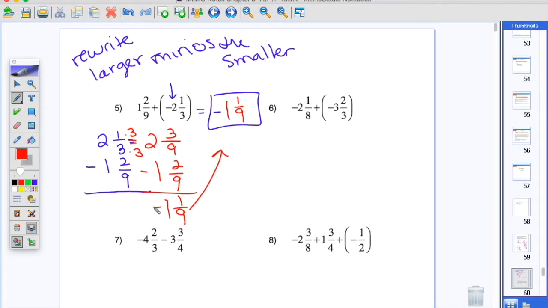Number 6 is negative 2 and 1/8 plus a negative 3 and 2/3. We're adding the same signs, so we're going to keep the sign and add. So our answer is going to be negative. So now I'm going to keep the sign and I'm going to add them. So we can either do it vertically or horizontally. I'm going to do it vertically.